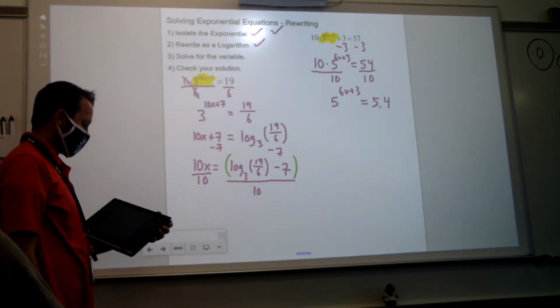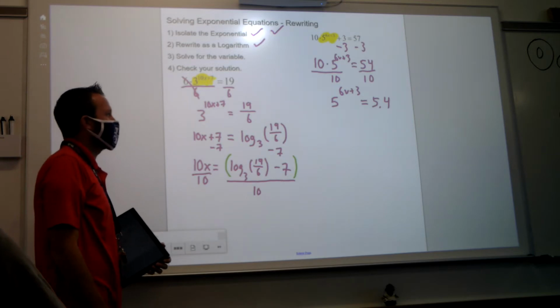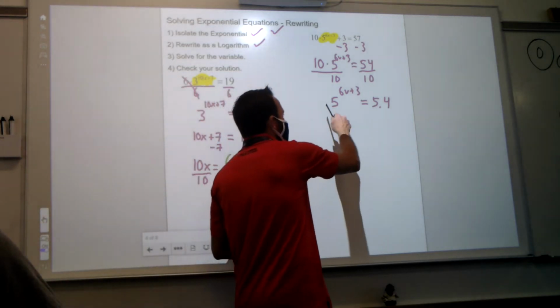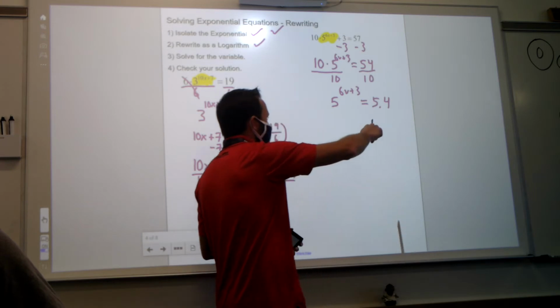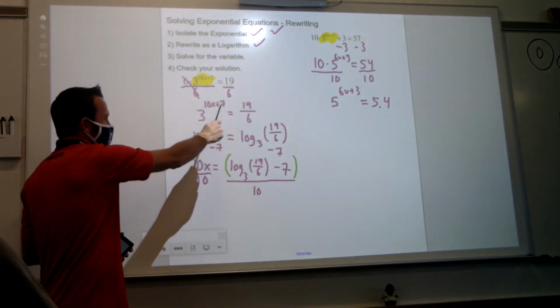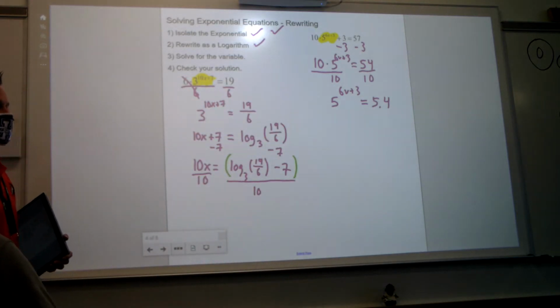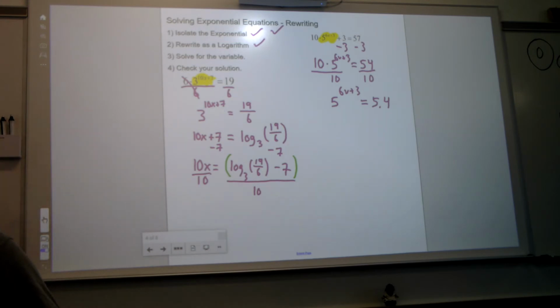The next step is to rewrite it. I'm going to give you guys like a 30-second head start. I want you to rewrite this as a logarithm. This is a great example if you look over here, okay? But this is something you need to be able to do on your own, is rewrite this as a logarithm, okay? Try that out.